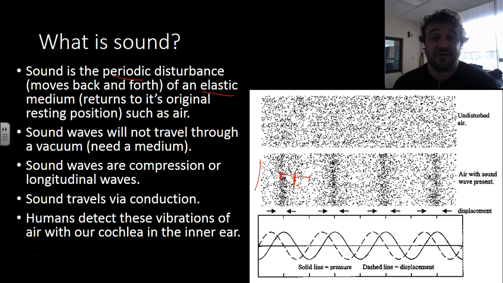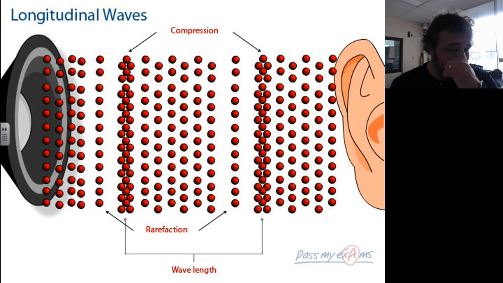We can detect these vibrations with our ears. But it is the cochlea in the inner ear which detects the sound. There are a bunch of hairs there that when they vibrate, it sends a little nerve signal to the brain and says it's this frequency here and so forth. And they look like this. So here's our speaker, and here's a bit of rarefaction, and here's compression. This drawing is not perfect, but there's your wavelength, from peak to peak or crest to crest.